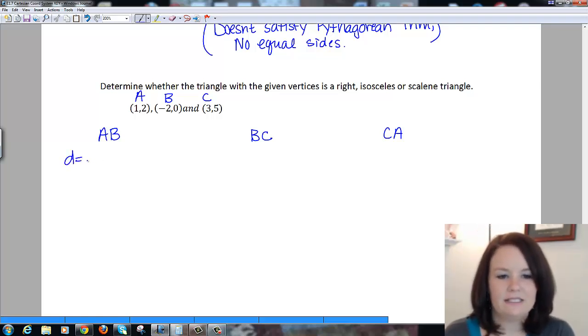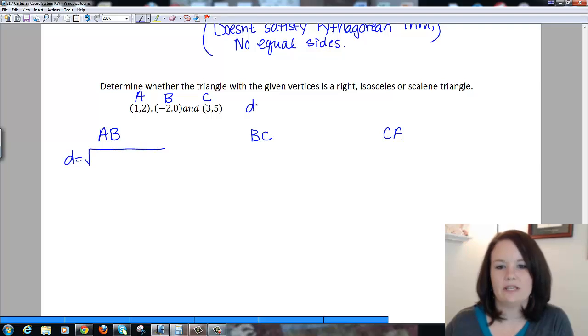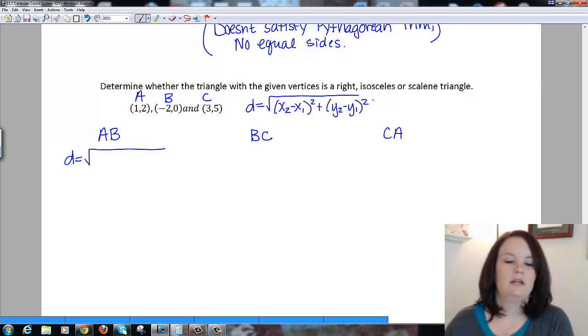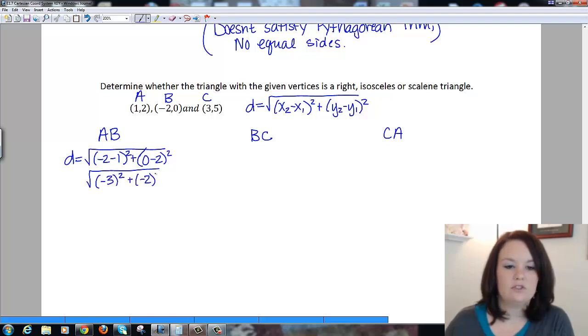So again, I'm going to go ahead and write the distance formula up here so I don't have to keep writing it. The distance is the square root of x2 minus x1 squared plus y2 minus y1 squared. So here, I'm doing my second x, which comes from B, which is -2, minus my first x, which comes from A, which is 1, plus my second y, which comes from B, which is 0, minus my first y, which comes from A, which is 2. And then I simplify. So -3 squared plus -2 squared. Underneath my radical, I get 9 plus 4, which is the square root of 13.